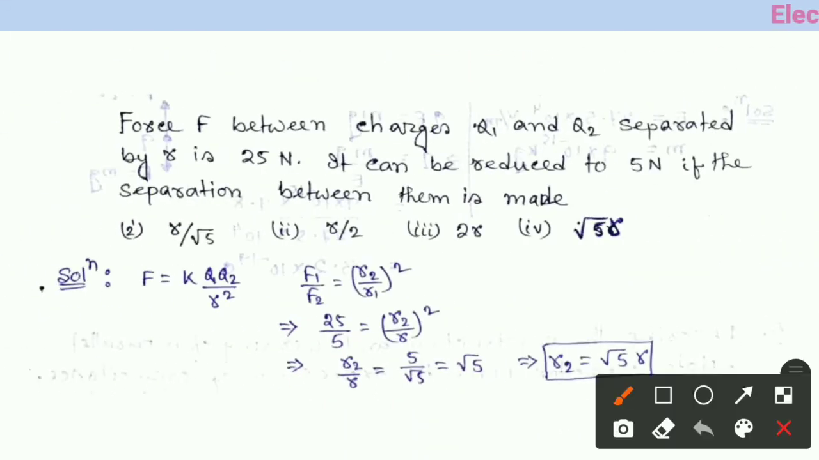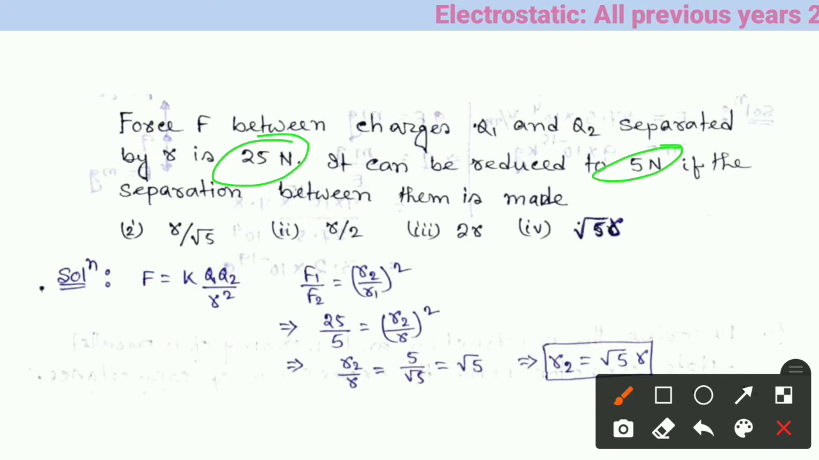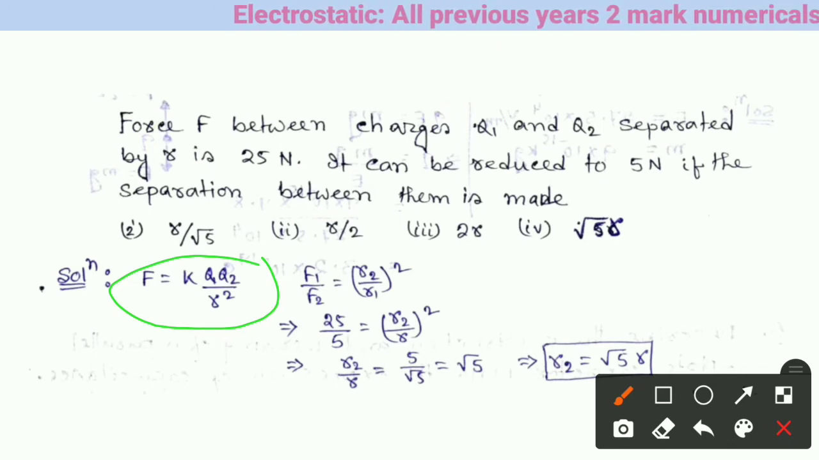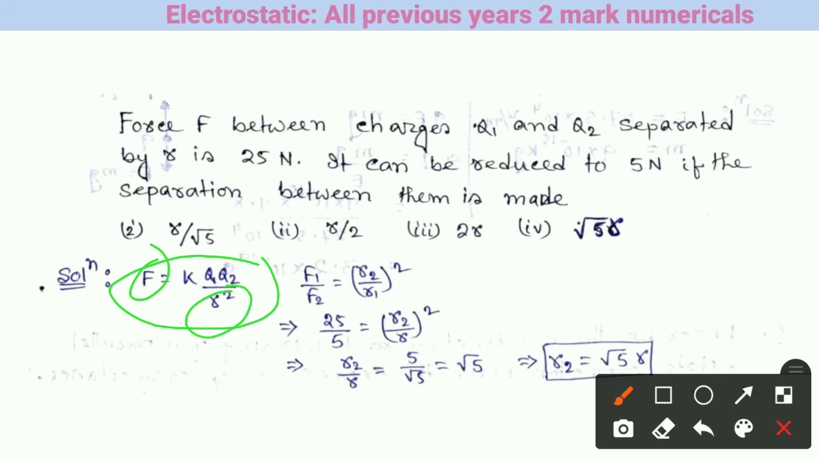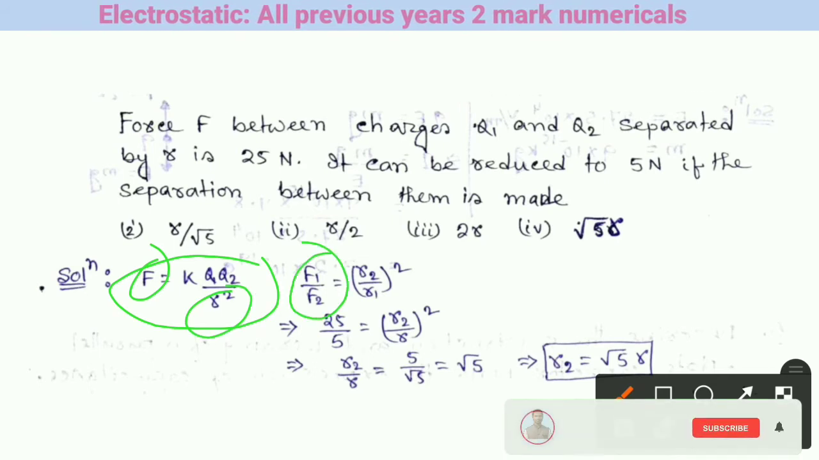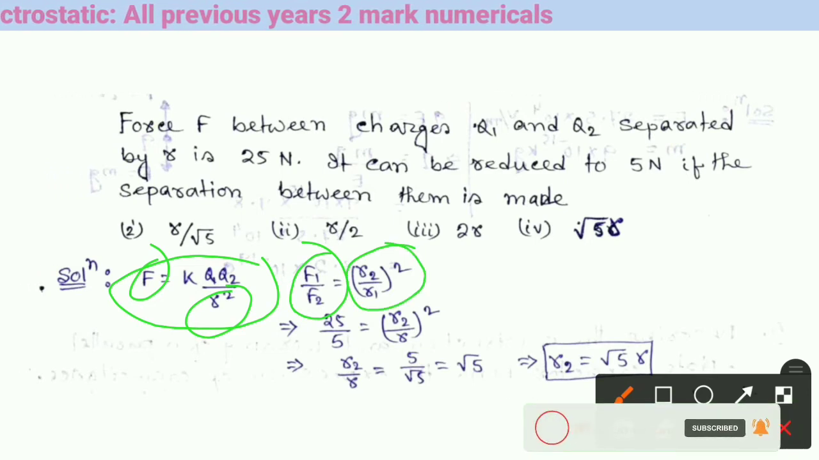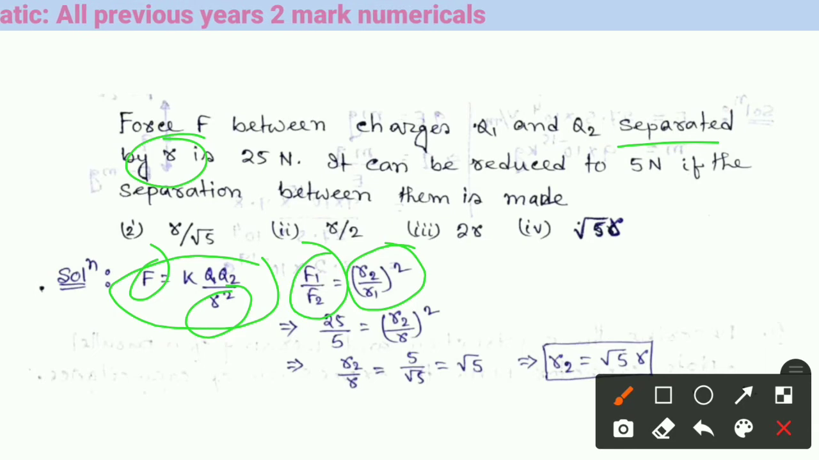Next question is, the force F between charges Q1 and Q2 separated by R is 25 Newton. It can be reduced to 5 Newton if the separation between them is made what? We know that F equals K Q1 Q2 by R square. Now F is inversely proportional to R square. So we can write F1 by F2 equals R2 by R1 whole square. Now R1 is R. So 25 by 5 equals R2 by R whole square.